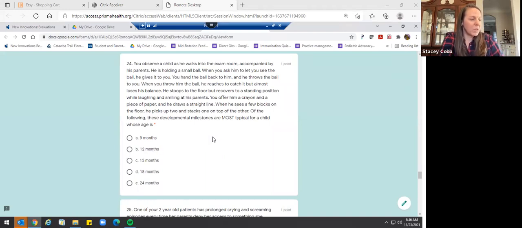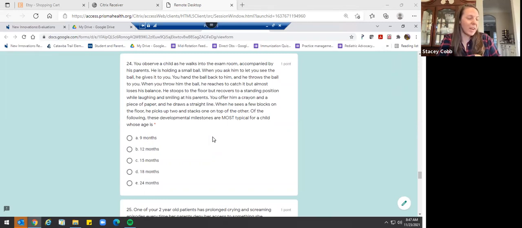The biggest ones: he's throwing the ball back, and first of all, he gives you the ball. And so that's an 11 to 12-month-old skill. So that's real low. We're going to feel like he can do a lot, maybe a lot more than that. Then he throws the ball to you to play back and forth. That's an 18 to 24-month-old skill. The real clutch one here, though, is he stoops to the floor. He can recover to a standing position. That's 15 months. You can see this is all over the place, this question. This is how they usually are, though.